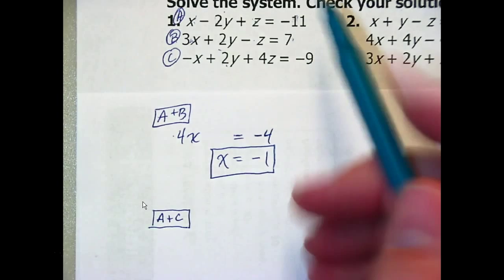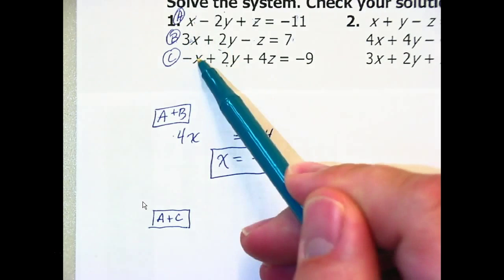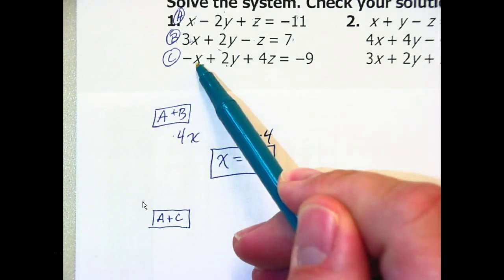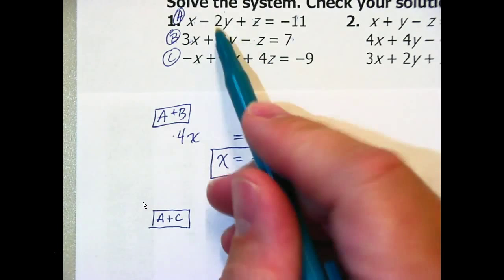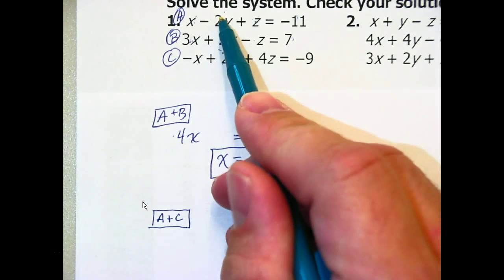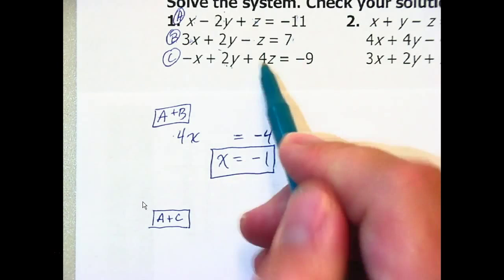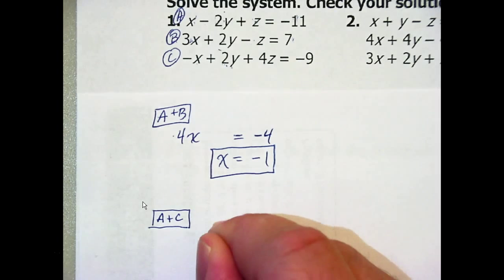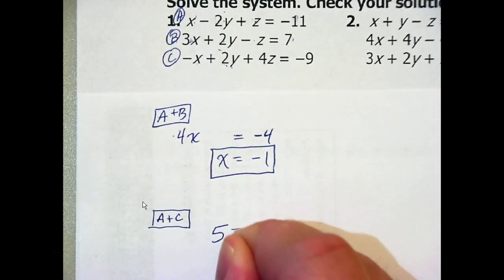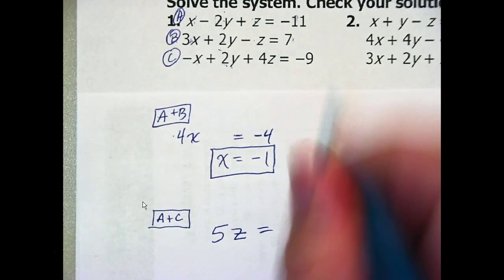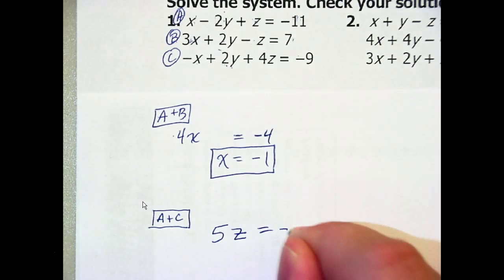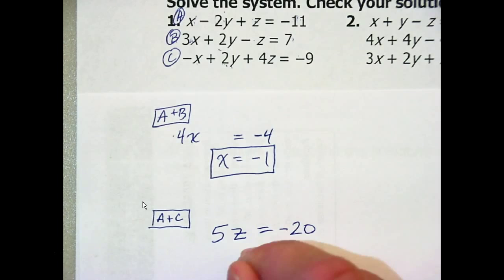So X and negative X is 0. Negative 2Y and positive 2Y is 0. And Z and 4Z is 5Z. 5Z equals negative 20. So Z is negative 4.